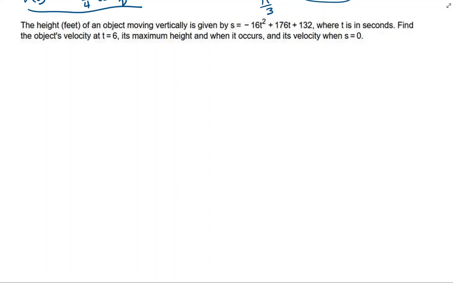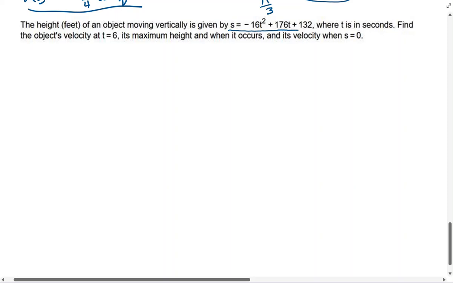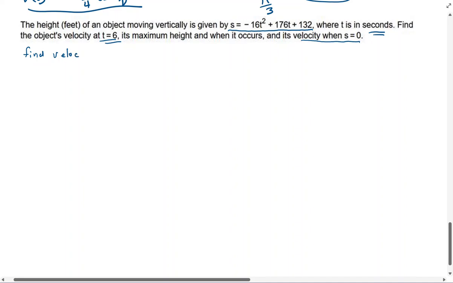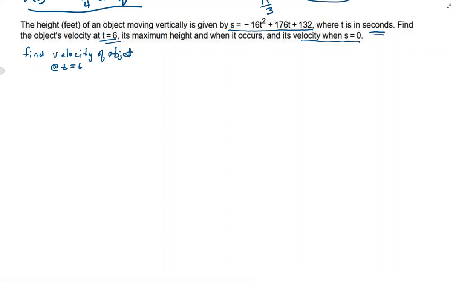It says the height, in feet, of an object moving vertically is given by s equals negative 16t squared plus 176t plus 132, where t is in seconds. Find the object's velocity at time t equals 6 seconds. And the maximum occurs when the velocity is 0, where s is 0, that means it's in the ground. So let's do the first part: find the velocity of the object at t equals 6. We have to know that velocity is a derivative.